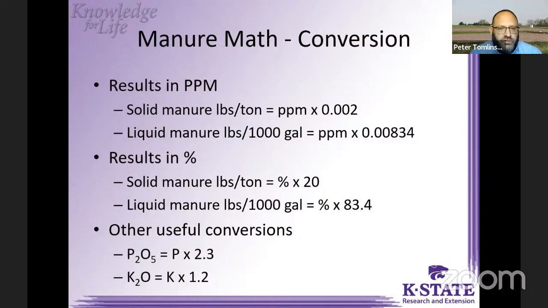Two other useful conversions would be the conversion factors to convert between a nutrient, in terms of phosphorus and potassium, and the straight nutrient value in P2O5 or K2O. To convert phosphorus to P2O5, it'd be the phosphorus concentration times 2.3. To convert potassium to K2O, it'd be potassium times 1.2. I always find those conversions helpful to see, particularly as we're thinking about manures and the fact that, depending on what lab you're using, you can receive results in any number of these units.